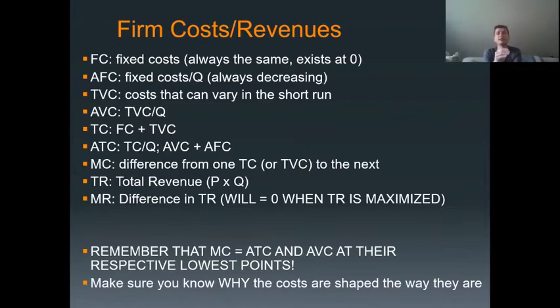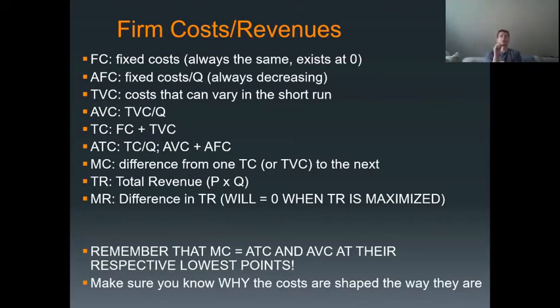Your marginal cost is the difference from one total cost to the next as you increase your output. You could also find it by the difference in your total variable cost, once again, as you increase your output. Your total revenue is just your price times quantity. That's the amount of money that you are bringing in. Don't confuse it with profit, which is your total revenue minus your total cost. Your marginal revenue is the difference in your total revenue. Your marginal revenue will equal 0 when your total revenue is maximized. That comes up in the AP test a lot as well.